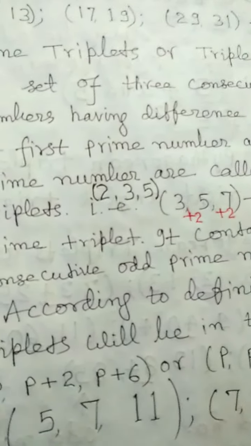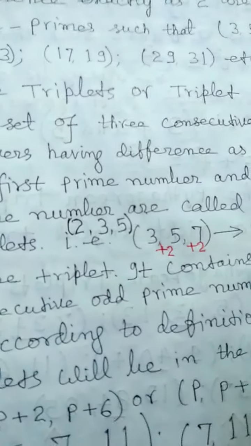So all these triplets are following the definition of prime triplets, except those two triplets, but all of these are formed by prime numbers.